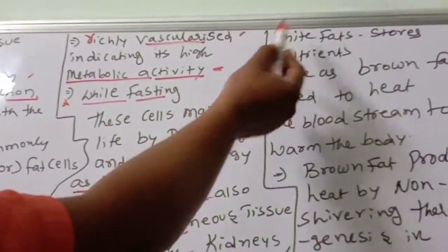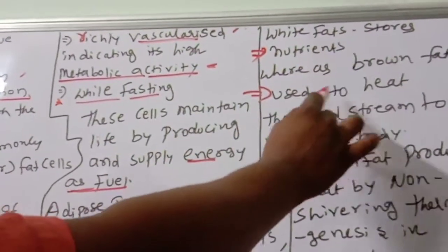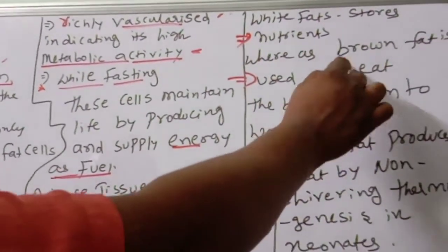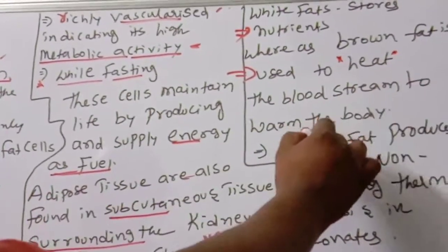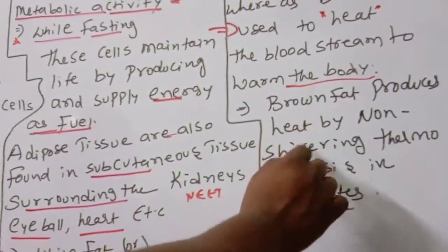What is the main function of the white fats? White fat stores the nutrients, whereas brown fat uses it to heat the bloodstream, to warm the body. That is important. Next, brown fat produces heat by non-shivering thermogenesis.